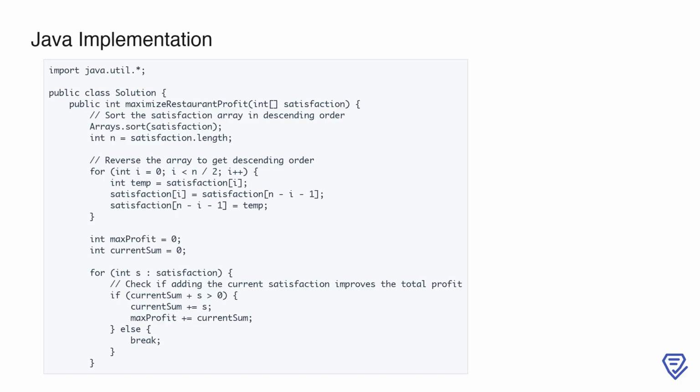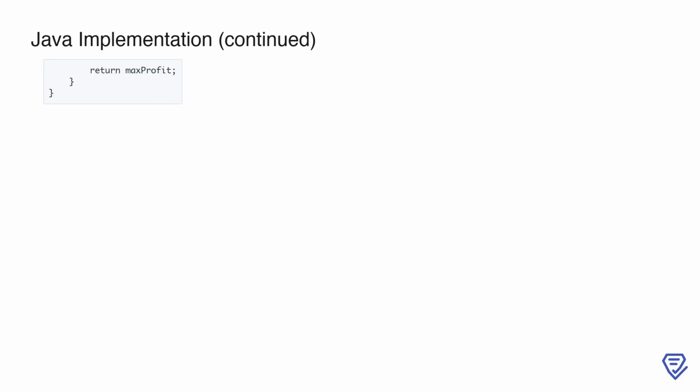Next, we iterate through the reversed satisfaction array. For each satisfaction value, we check if adding it to the currentSum results in an increase in profit. If it does, we update both currentSum and maxProfit. However, if adding the current satisfaction value doesn't improve the profit, we stop the iteration as further additions will only reduce the total profit. Finally, the method returns the value of maxProfit, which represents the maximum profit achievable given the input satisfaction levels.